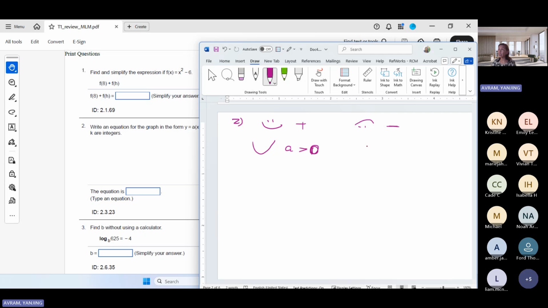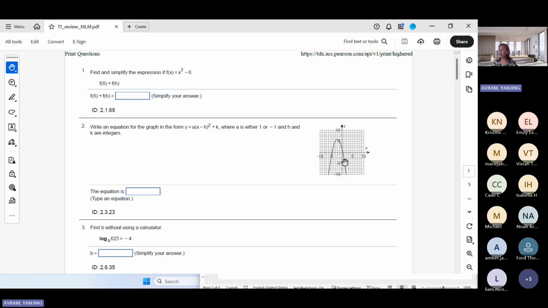So if a is positive, a is greater than 0, this is facing up. If a is negative, this parabola is facing down. Just like someone is happy, someone is angry, that kind of thing. So easy to connect, right? And this one looks like an angry face, so it's negative. So a is negative in here.